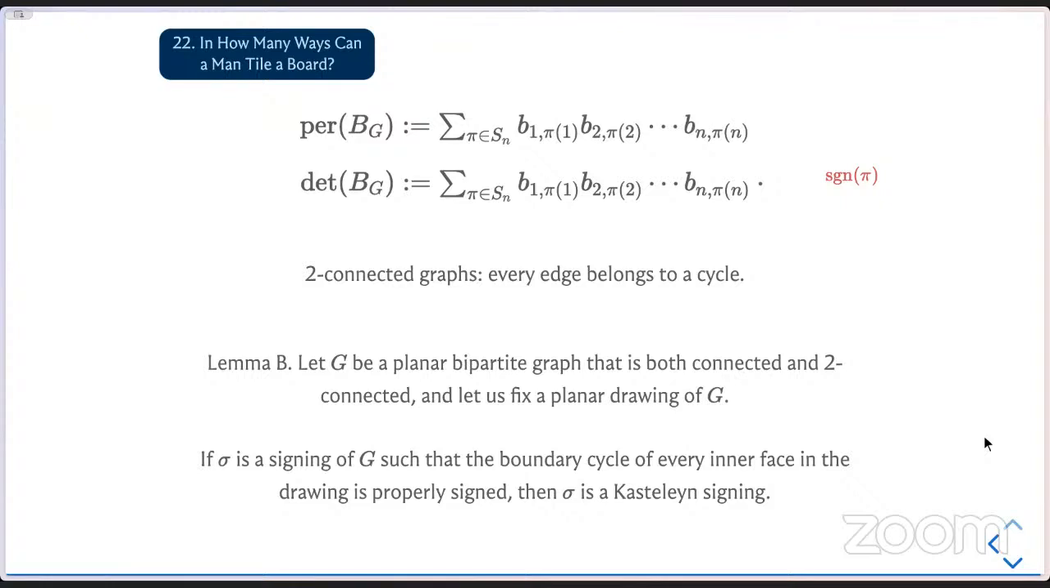Maybe the point is that the connected is with respect to vertex connectivity and the two connected is with respect to edge connectivity. It's just something that occurred to me now. But anyway, there's a whole lot of assumptions here. But basically to say that you have a nice planar graph, it's bipartite, it's very hard to disconnect it. If you delete an edge, the graph will not fall apart because every edge belongs to a cycle.